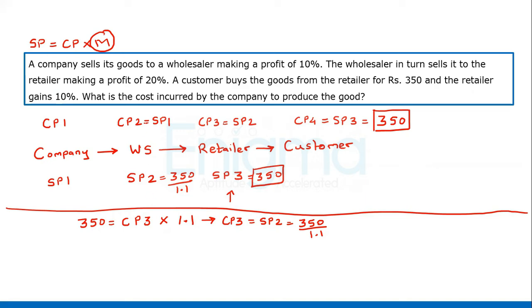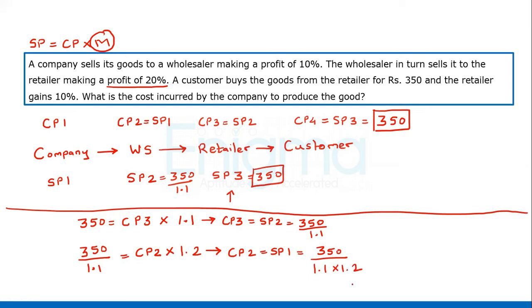Now we can form a similar equation for the wholesaler as well. The selling price, 350 divided by 1.1, is equal to cost price 2 multiplied by the multiplier. Now the wholesaler is making a profit of 20%. So therefore it becomes 1.2. So cost price 2, which is equal to selling price 1, becomes 350 divided by 1.1 into 1.2.